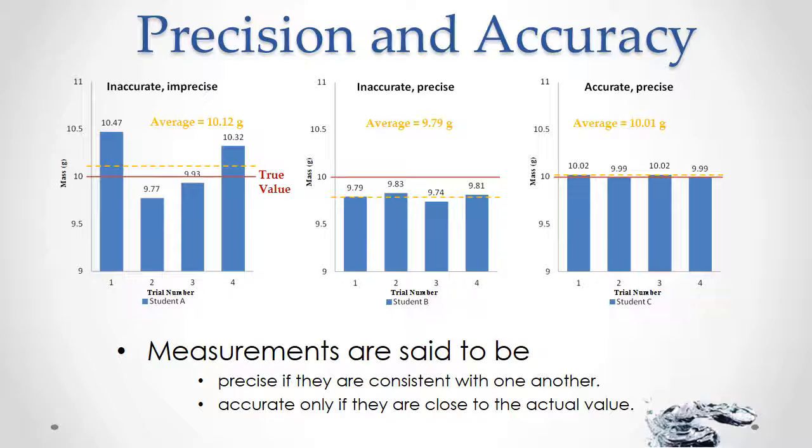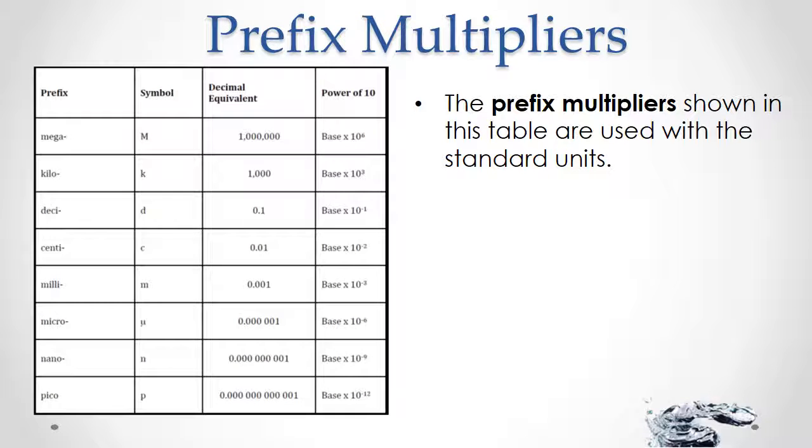So we can use our measurements to determine how precise they are to one another and how accurate they are to an actual value to give us a better understanding of what we've just measured. One of the other things that we're going to deal with in the reliability of our data is look at prefix multipliers. If you take a look at this table that's shown, you'll see that we have a bunch of different multipliers that we use to convert our standard units.